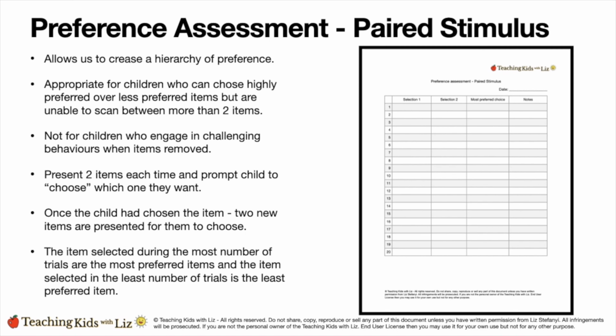First, start by presenting 2 items each time and prompt your child to choose which one they want. Once your child has chosen the item, 2 new items are presented for them to choose. If you take a look at the Parrot Stimulus Preference Assessment datasheet provided in your workbook, you will notice in each trial you have space to write 2 items shown and then the most preferred choice. The item selected during the most number of trials is the most preferred item, and the item selected in the least number of trials is the least preferred item.